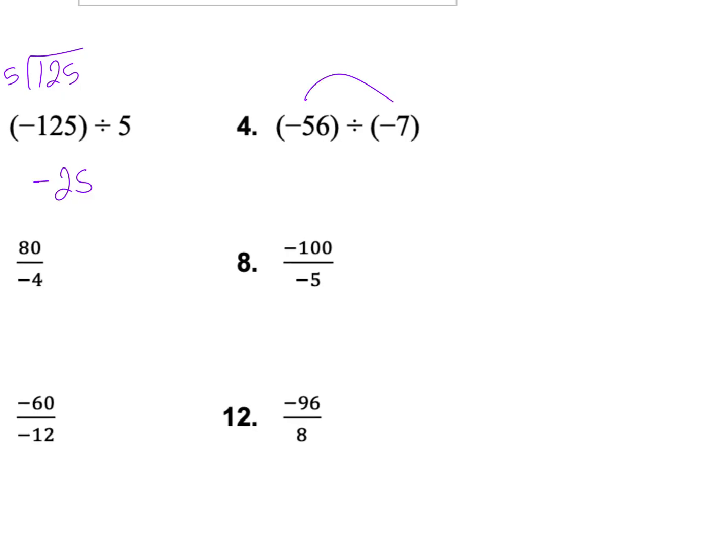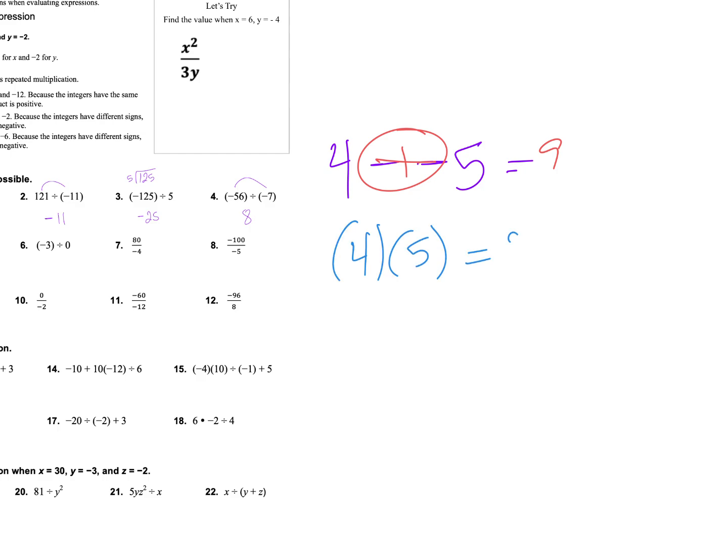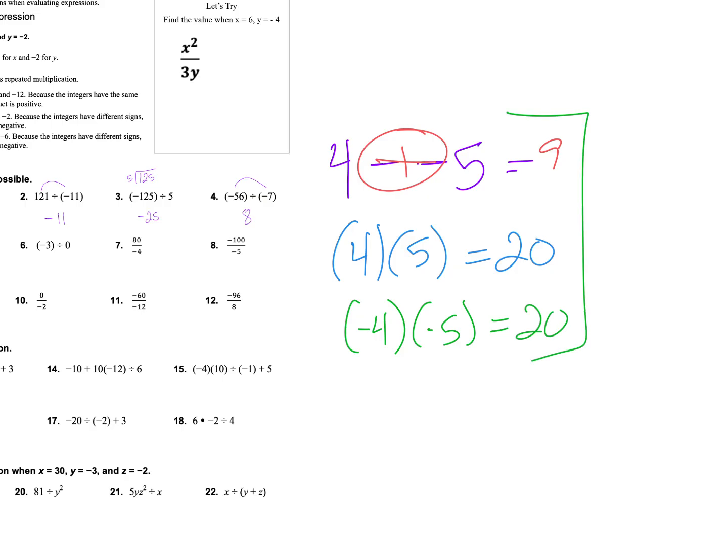Number 4, negative, negative, those are the same sign, so it's going to be positive. You could also think a negative divided by a negative is positive. And that whole negative, negative thing, if we were adding 4 minus negative 5, well, that's a positive, right? So it works in that context. It works like this, and it works like this. So these are the contexts in which the same signs are positive.